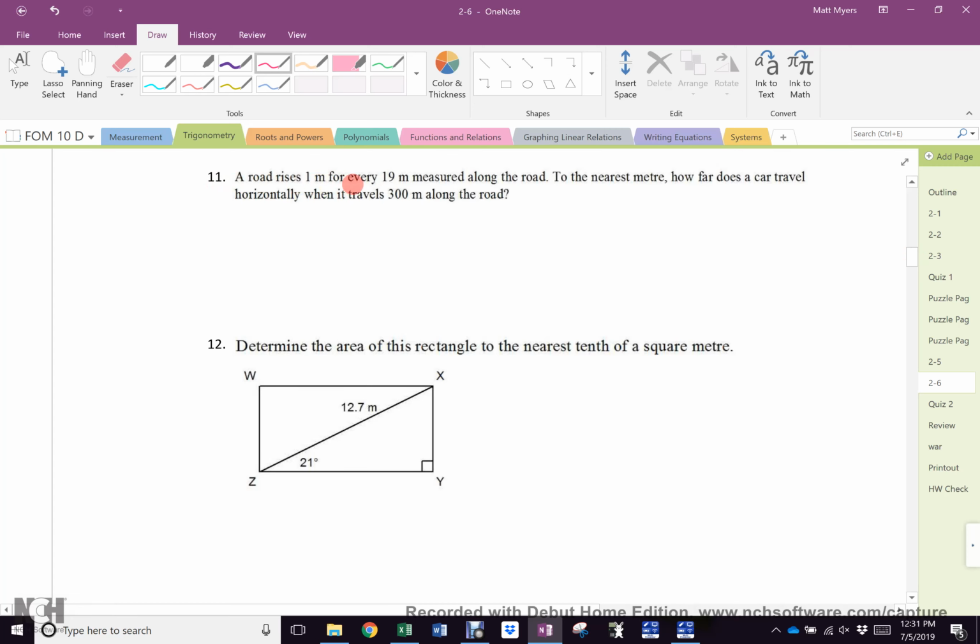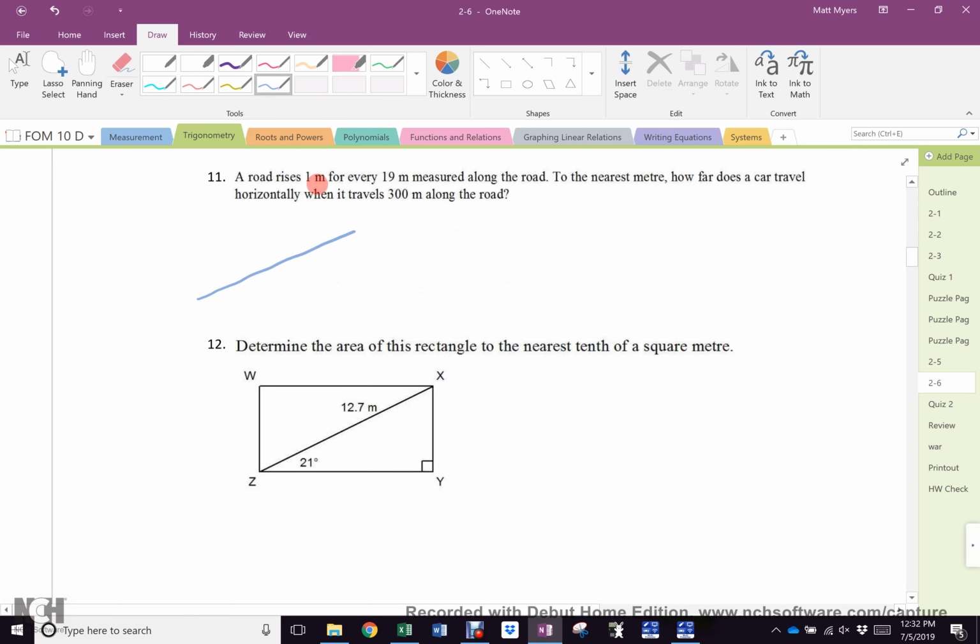A road rises 1 meter for every 19 meters measured along the road. If the road is rising, how do we draw that? Do I draw it like this? Do I draw it like this? Or do I draw it like that? Bright pink, dark pink, blue. Blue, excellent. So the road has to be going like that, yes?